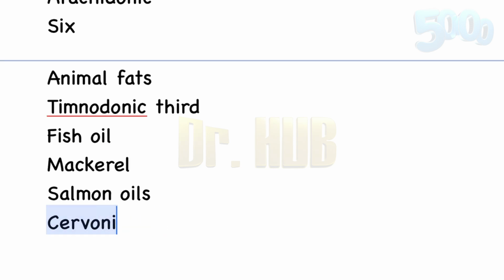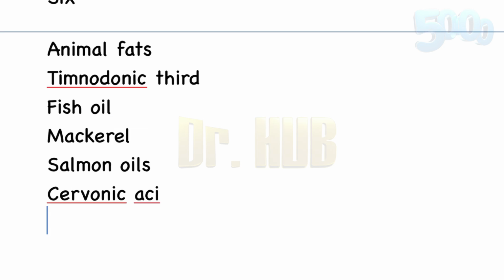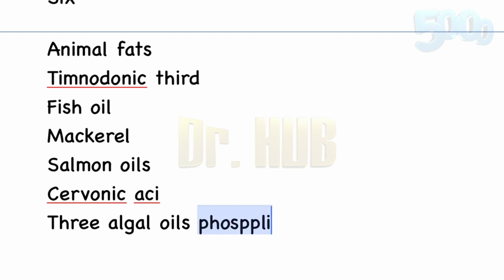Lastly, we look at cervonic acid. Cervonic acid is 22:6, with double bonds at positions 4, 7, 10, 13, 16 and 19. It belongs to the omega-3 group, and it is found in fish oils, algal oils, as well as phospholipids.